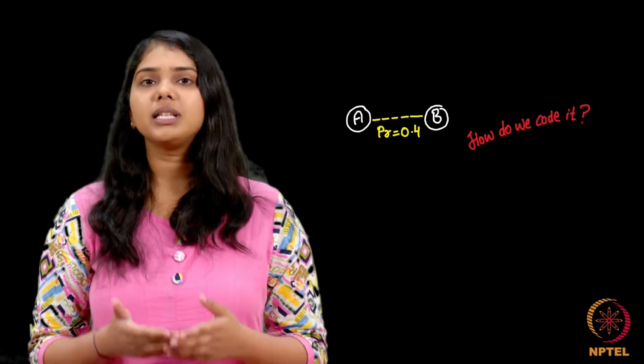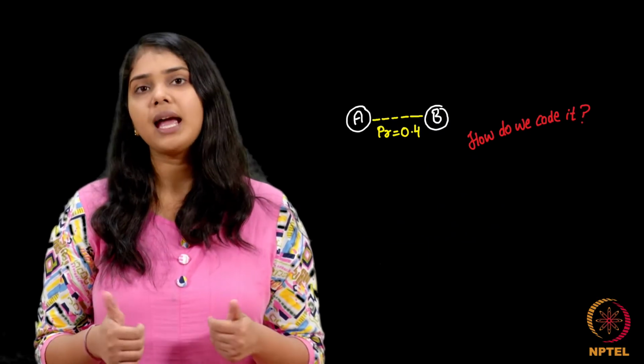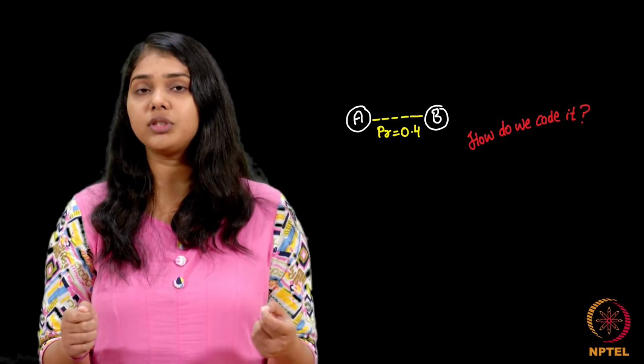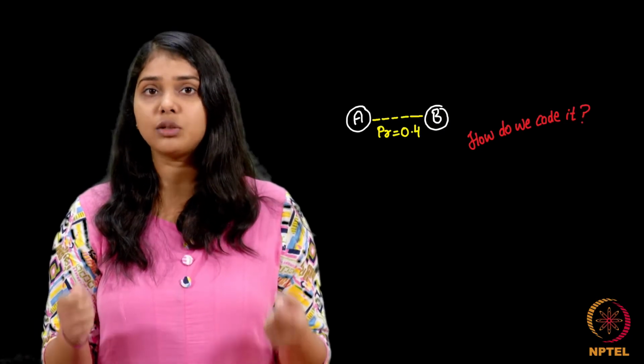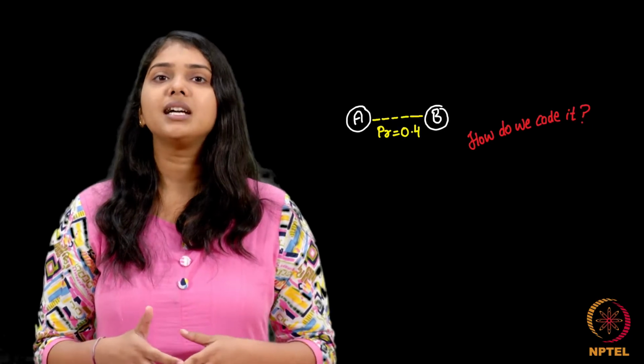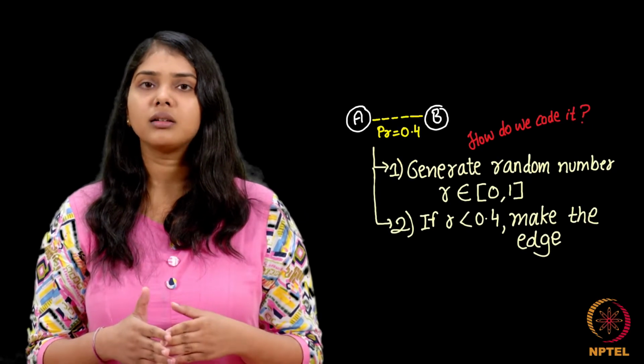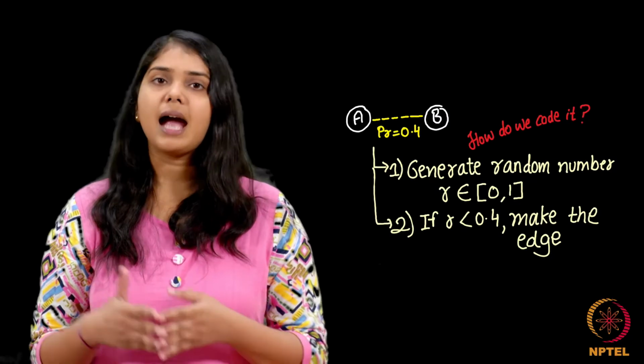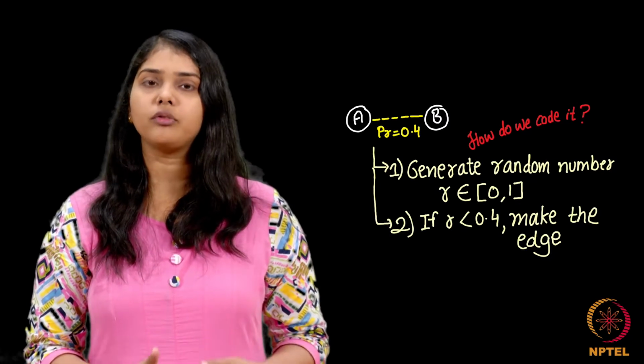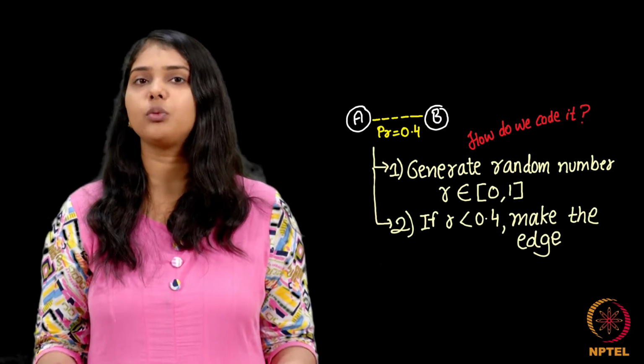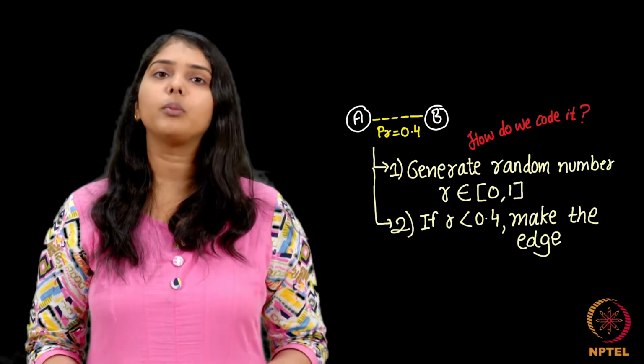Assume there are two nodes U and V and we want them to become friends with probability 40%, 0.4. What we will do is generate this random number R from 0 to 1, and if its value is less than 0.4, we make an edge between these two people, otherwise we do not make an edge.